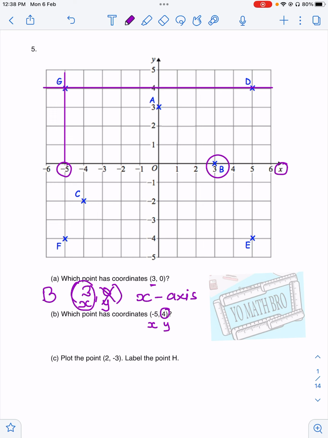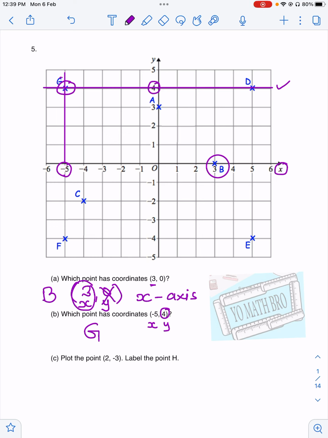And I can draw a line here also. But which line is intersecting? On the right-hand side I got only one line, but here I can see the intersection, which is at point G. So the coordinates of G, that means the position of G, is -5 on the x-axis and 4 on the y-axis. So my second answer is G.